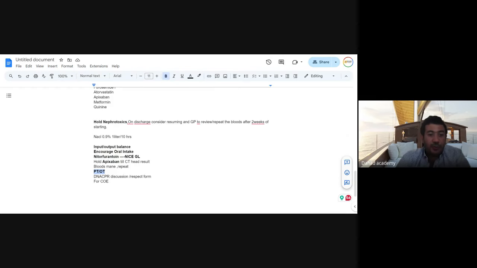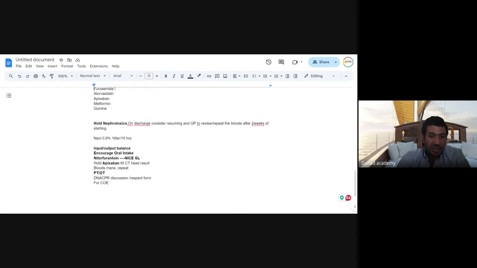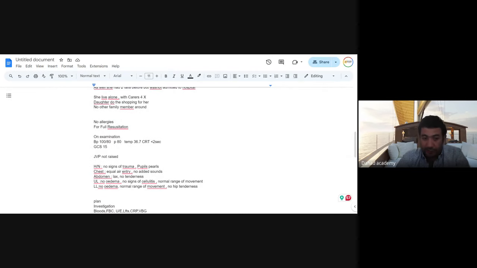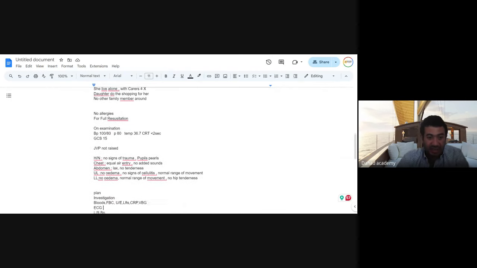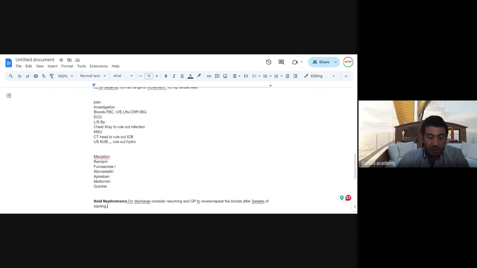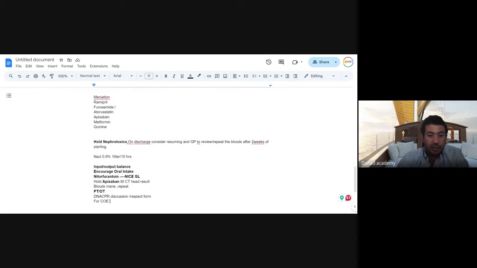This patient is for full resuscitation, and she had lots of comorbidities. If you remember, she had dementia, hypertension, AF, diabetes, ischemic heart disease, TIAs, and she had lots of falls before. If she had TIAs, we should ask about stroke as well. All right, she had TIAs before.